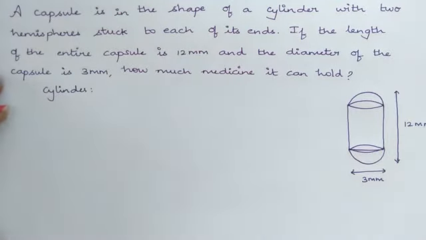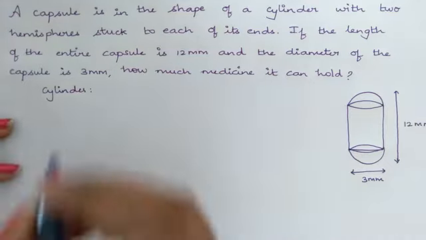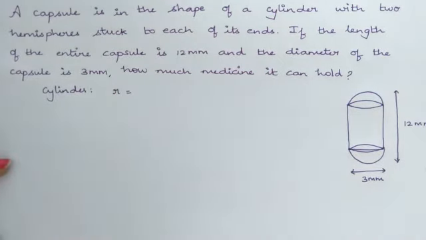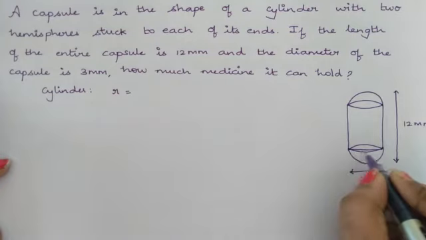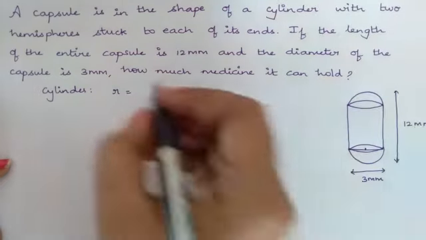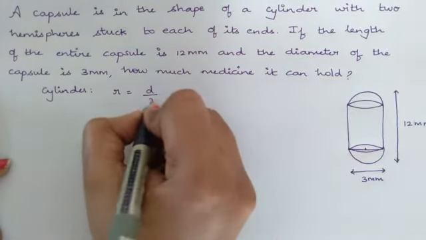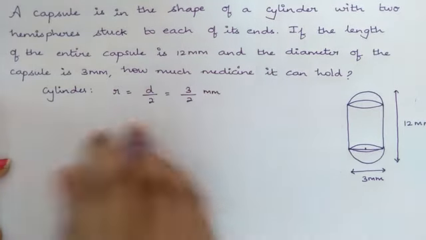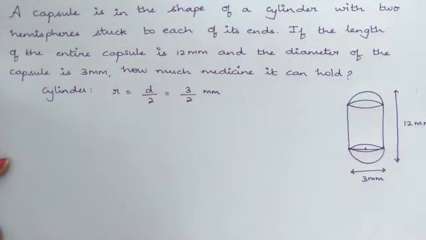Volume of the cylinder, the formula is what? Pi r square h. So we need to know the radius of the cylinder and the height of the cylinder. So first let's finalize the radius. The radius of the cylinder r, the diameter is 3 millimeter in the sense. How about the radius, children? It will be diameter by 2. So the radius is going to be diameter by 2, that is 3 by 2 millimeter. This is going to be the radius of the cylinder.